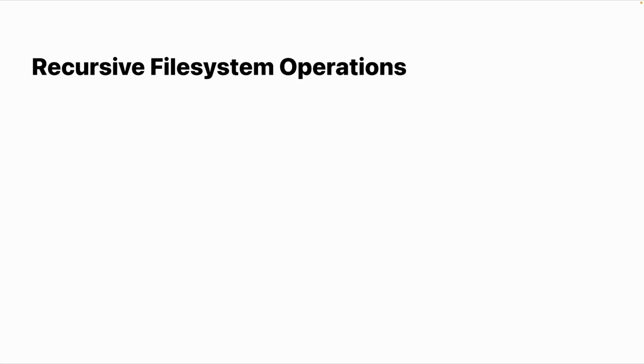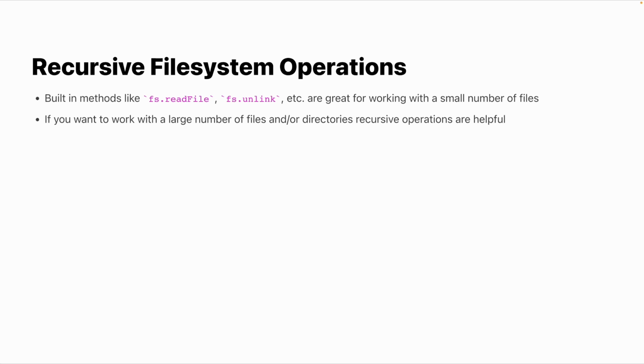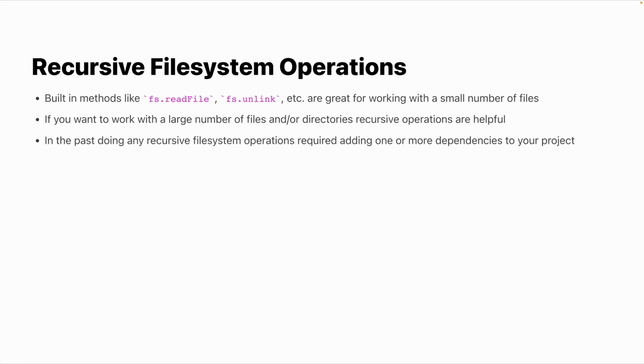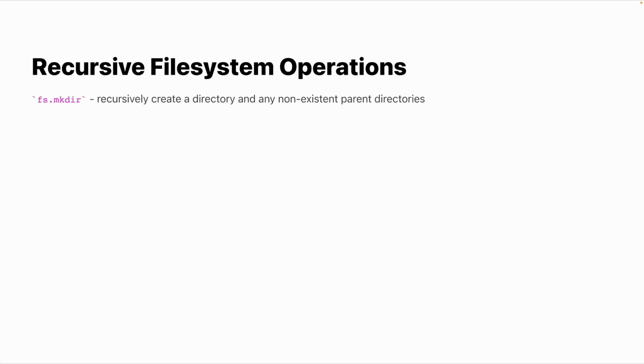Now let's talk about recursive file system operations. The built-in methods like fs.readFile and fs.unlink are great for working with a small number of files. If you want to work with a large number of files and/or directories, recursive operations are helpful. In the past, doing any recursive file system operations required adding one or more dependencies to your project. Not anymore.